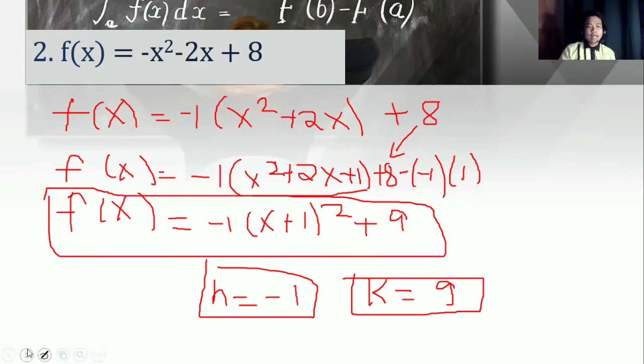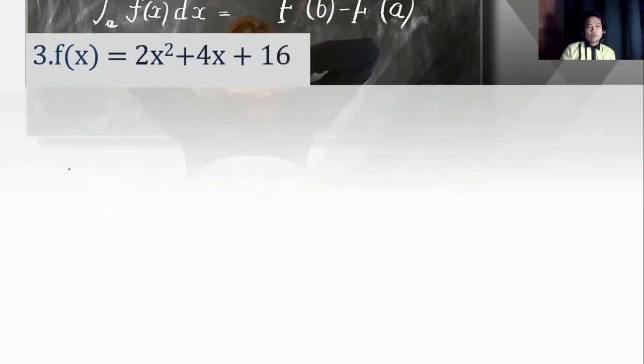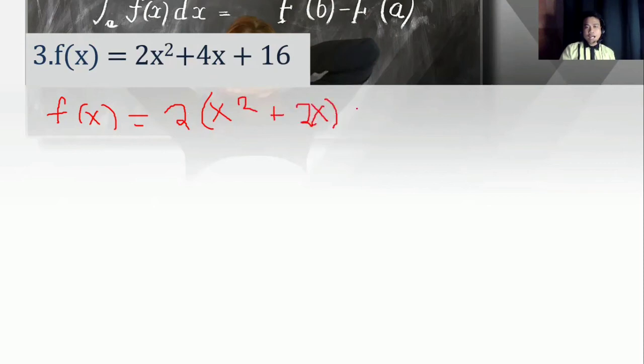Okay, proceed tayo sa third example. We have f of x equals 2x squared plus 4x plus 16. So, long way naman tayo mga anak. So, f of x, factor out a, which is 2. 2x squared divides 2, the answer is x squared. 4x divides 2, the answer is 2. Then copy x. Then rewrite positive 16, which is the constant.